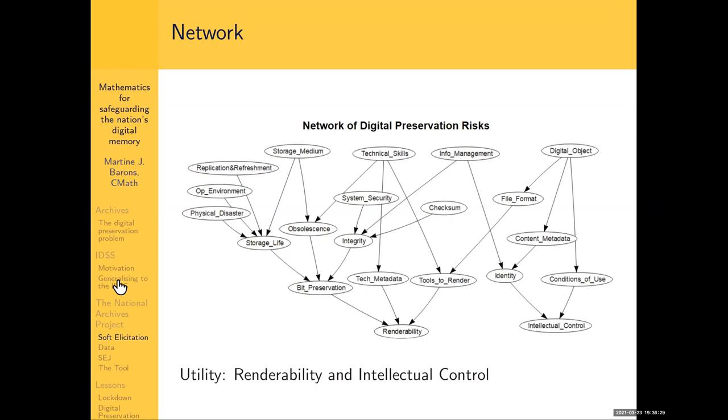But notice that renderability and intellectual control are the two things that make up the utility. So it's multi-attribute, but it's just two attributes. Intellectual control: is this the original? Do we have enough metadata and other processes in place to be confident that this is what was actually stored with us, whether that was last week or last year or 10 decades ago? And renderability is the ability to produce it in usable form. If I've got my PhD thesis, it's no good to me as a bitstream. I need it in words. So can I render it? This presentation was rendered from LaTeX into a PDF.